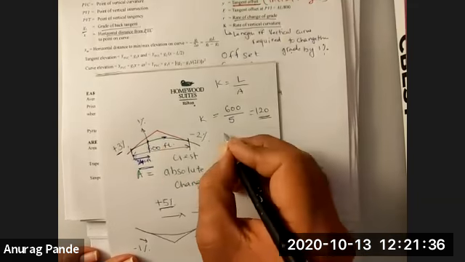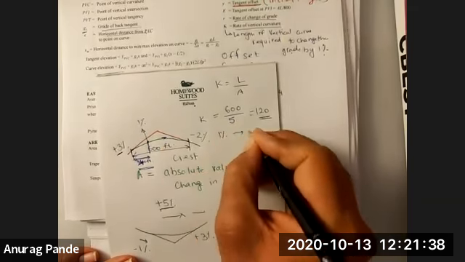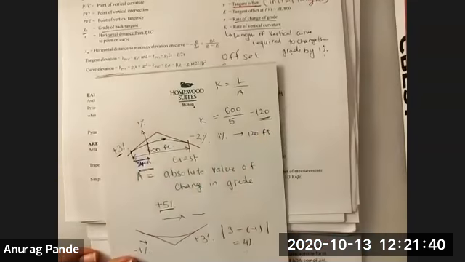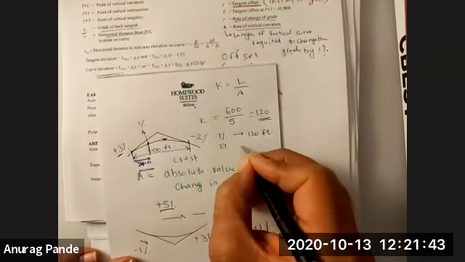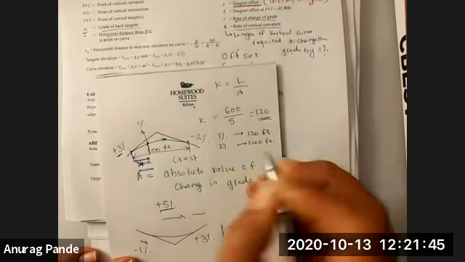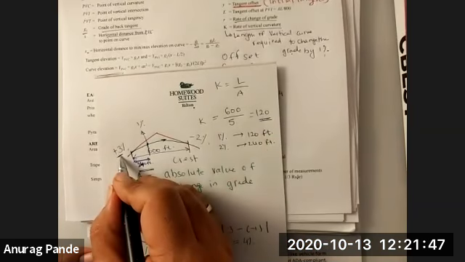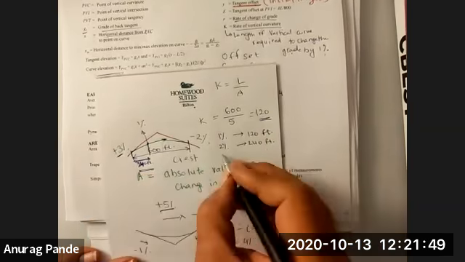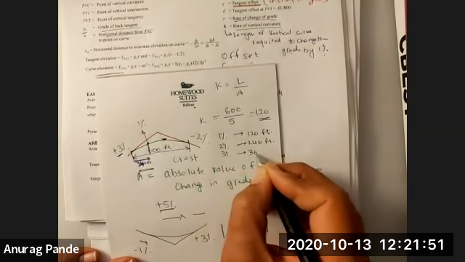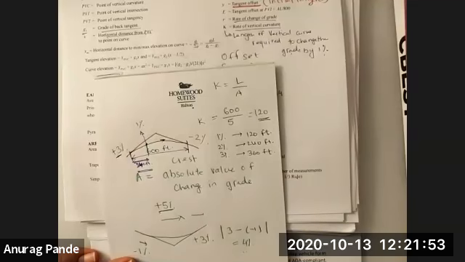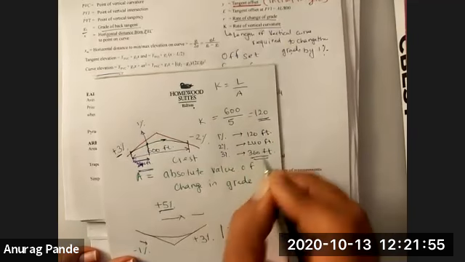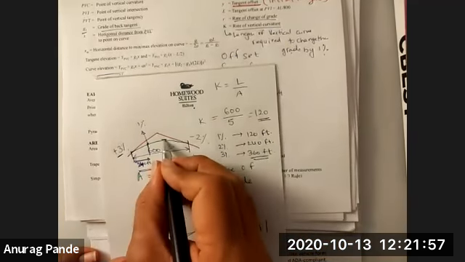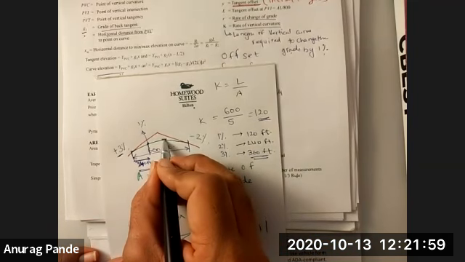To change the grade by 1%, you need 120 feet. To change the grade by 2%, you need 240 feet. To change the grade by 3%, basically making it go from plus 3 to 0, is 360 feet. Okay? So that means if you go 360 feet along the curve, the vertical curve there would be flat.